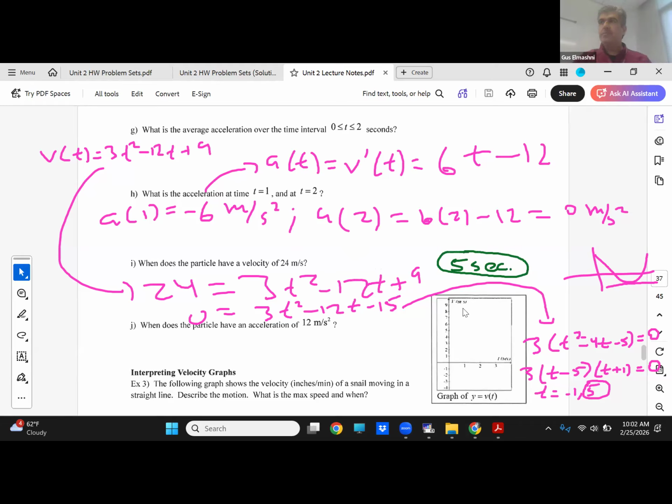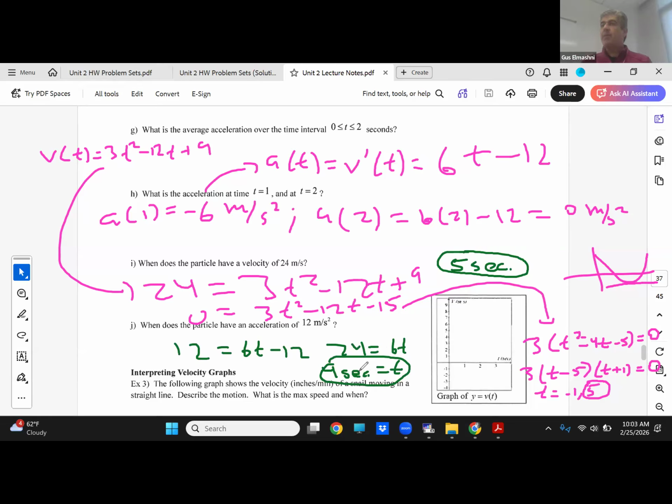Okay, cool. Then finally, the last one's pretty easy. 12 equals 6t minus 12. 24 equals 6t. t is 4. 4 seconds. Okay, so definitely expect something like that where I'll give you an equation and you work it out.